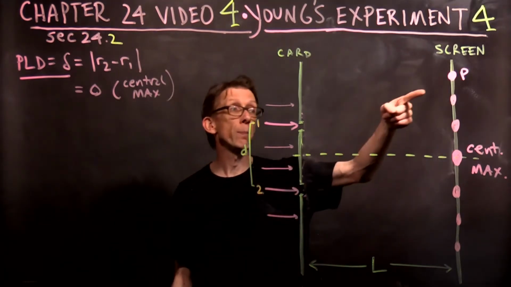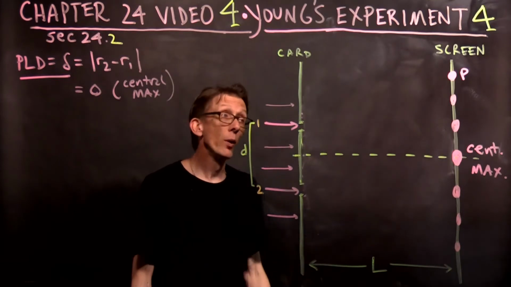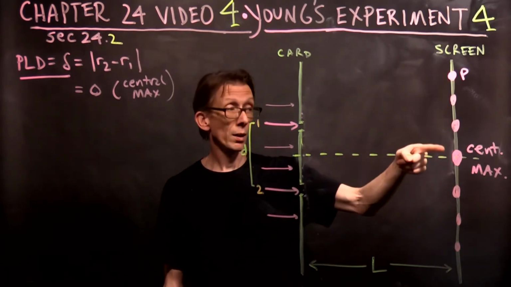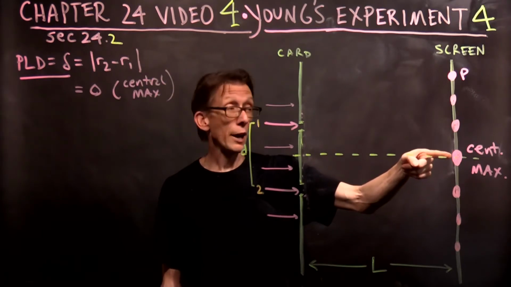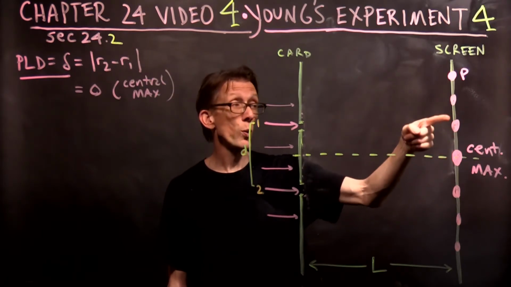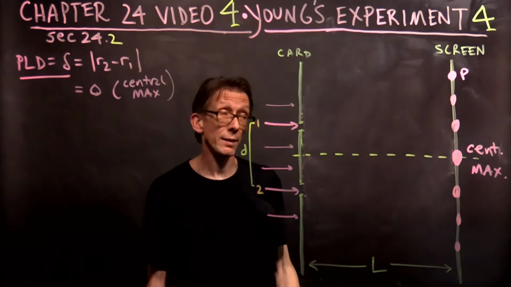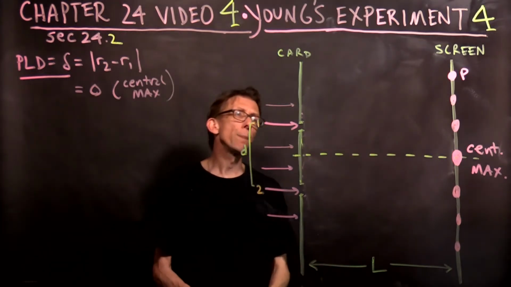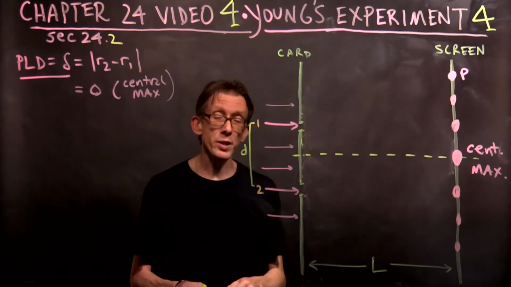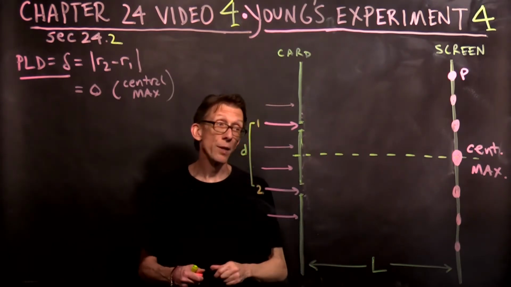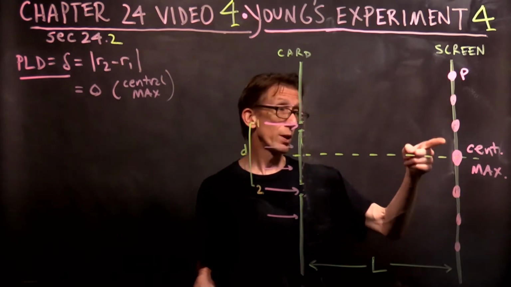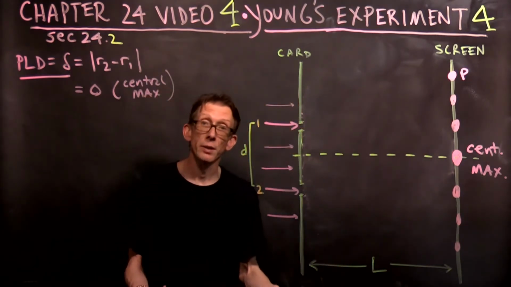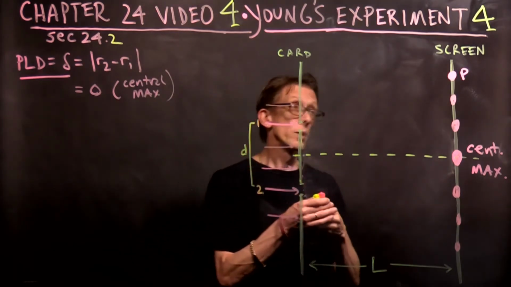We're going to look at point P up here. Notice it's another point where there is bright light, like the central maximum. I could have chosen one of the dark places between the bright points, but I didn't. I chose the bright point number 3 up there. By the way, these bright points are known as bright fringes, and the dark sections between them are known as dark fringes.